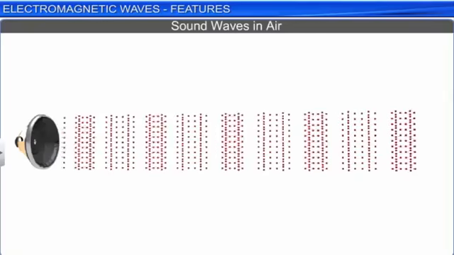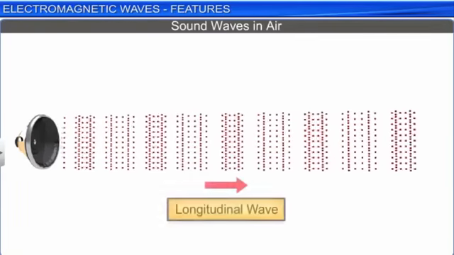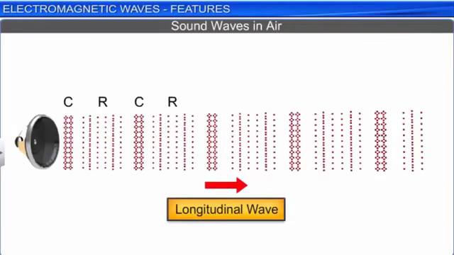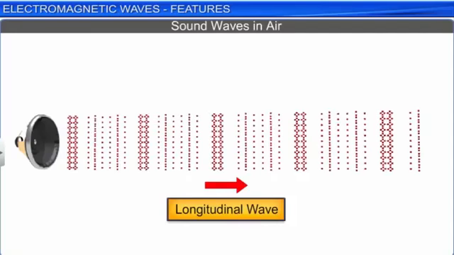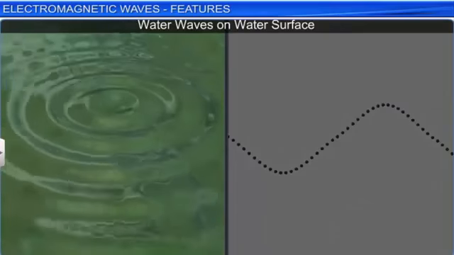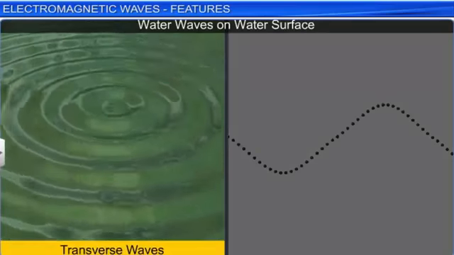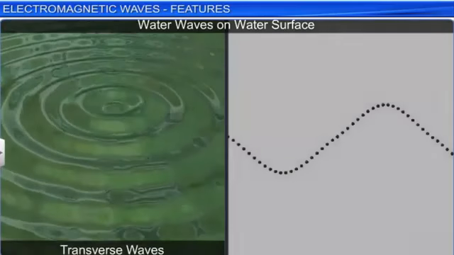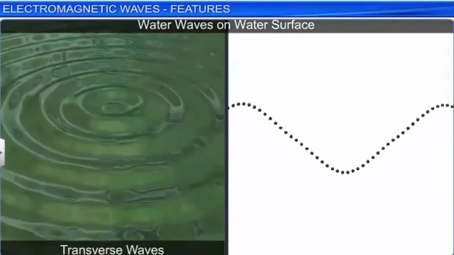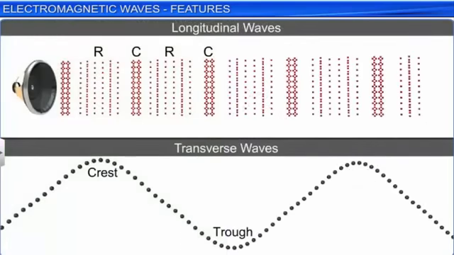We have learnt about the different types of waves. Sound waves in air are longitudinal waves that propagate in the form of compressions and rarefactions. Water waves on the surface of water are transverse waves. It propagates in the form of crests and troughs. This shows that waves propagate through a material medium.